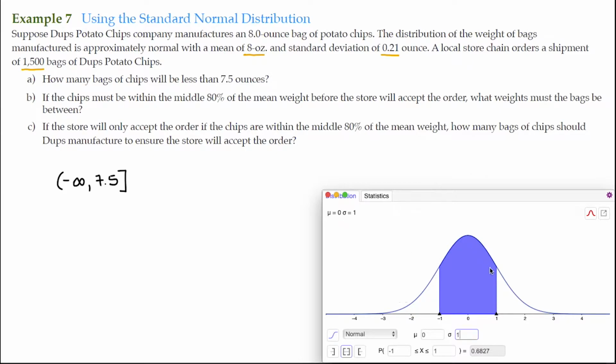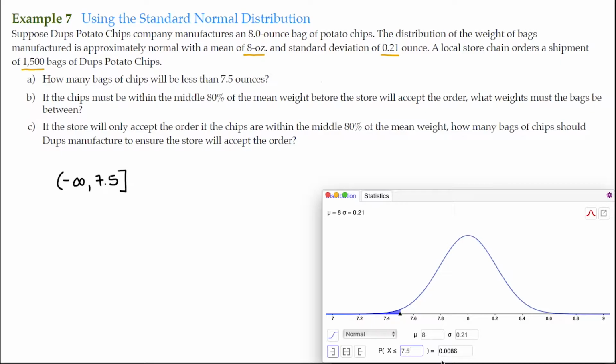Of course, this is set at our standard settings of a mean of 0 and a sigma of 1. We're going to go ahead and change this to a mean of 8 ounces and a standard deviation of 0.21 ounce. So now this distribution represents this scenario here. If I want to know what this interval is, I'm going to go right here. This is the interval in question. Here's our bracket here. And then I'm going to type in 7.5 ounces.